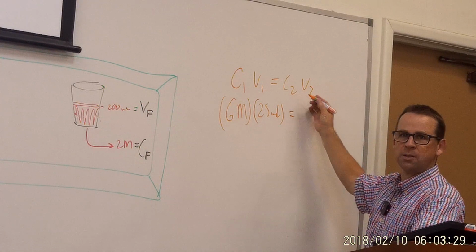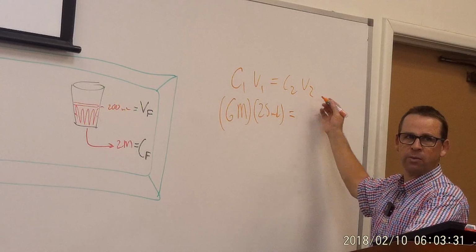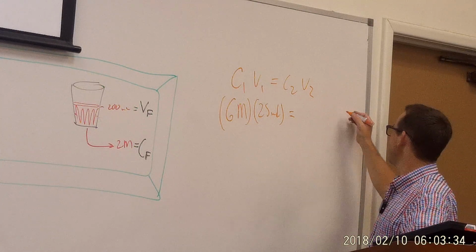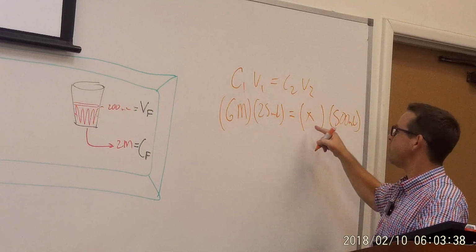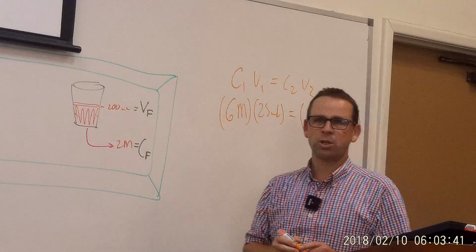500 milliliters, what's that? Is that the final concentration or the final volume? Volume. 500 milliliters is the final volume. So then if we solve for that x, that should be our final concentration. Does that make sense?